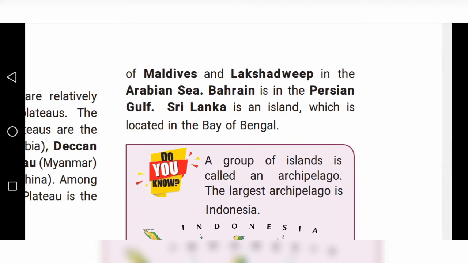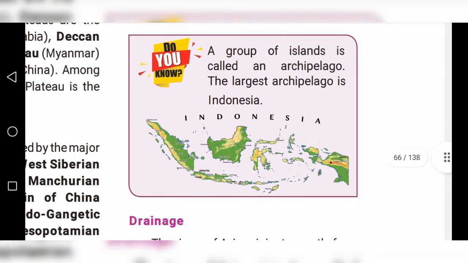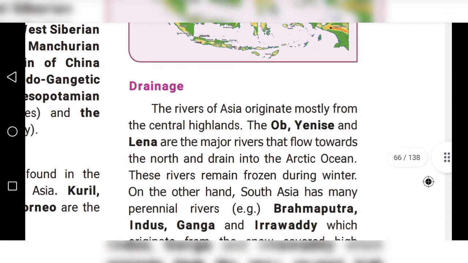Sri Lanka is an island. In India, a separate flame-like shape is present, no? That is called Sri Lanka. So Sri Lanka is an island located in the Bay of Bengal. A group of islands is called an archipelago. The largest archipelago is Indonesia. So many islands together are called an archipelago. Okay, next one, drainage.